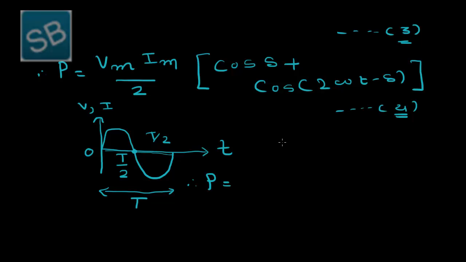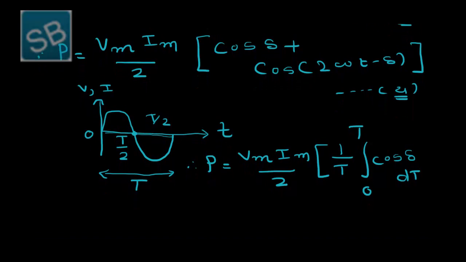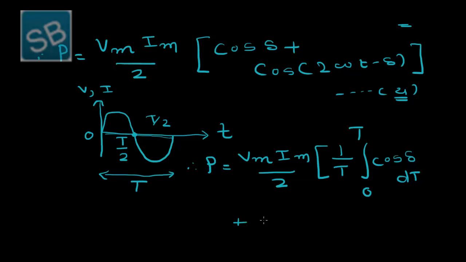Therefore I can write down the equation of power according to the definition of real power. P is equal to Vm Im by 2. Now see, I have to find out the average, and for the average I am using the application of integration. So 1 over T integration 0 to T cos delta dt, plus 1 over T integration 0 to T cos of (2 omega t minus delta) dt, and hence this bracket is over.